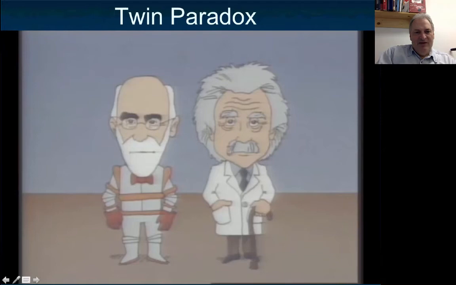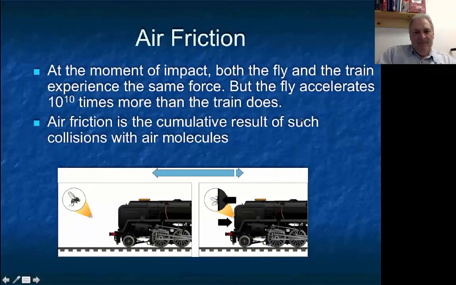Okay, so that was just for fun. Let's do a few more problems. This is the problem of the fly hitting the train.